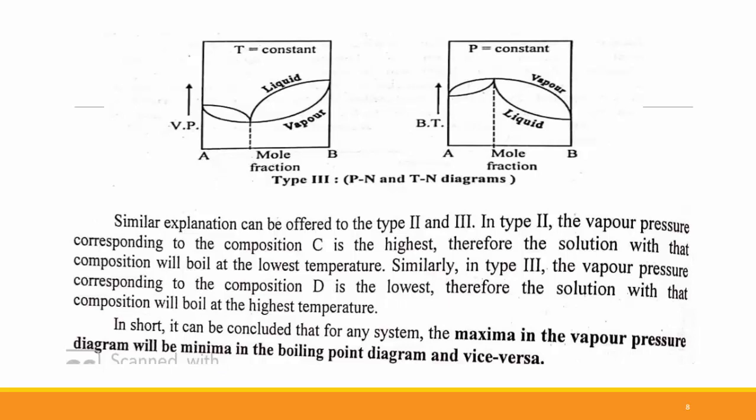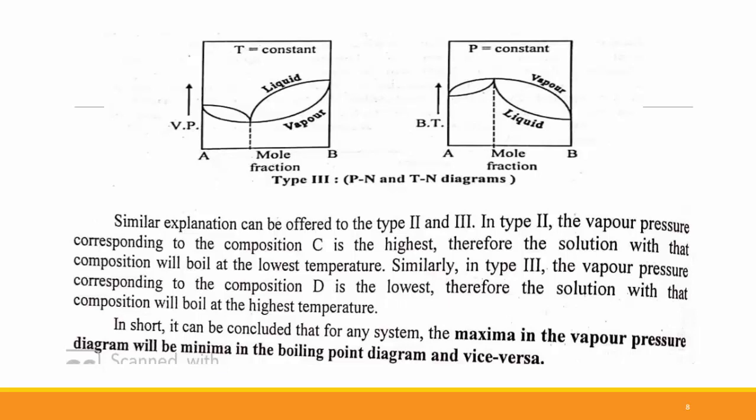In type 2, the vapor pressure corresponding to composition C is the highest. Therefore, the solution with this composition will boil at the lowest temperature. That means where the vapor pressure is high, a lower temperature is required to boil the liquid. Similarly, in type 3, the vapor pressure at composition D is lowest, which means the solution will boil at a higher temperature. In short, a maximum in the vapor pressure diagram is a minimum in the boiling point diagram, and vice versa.